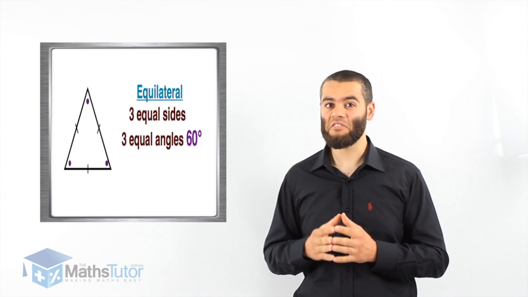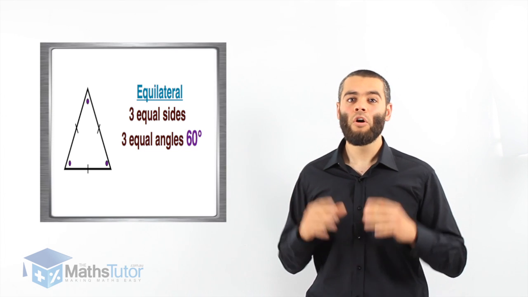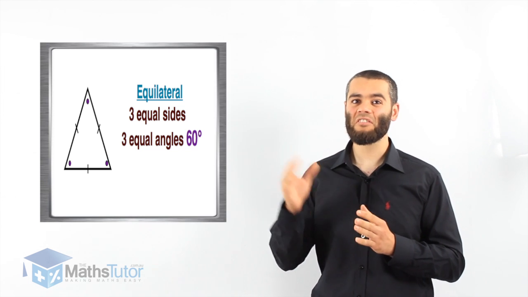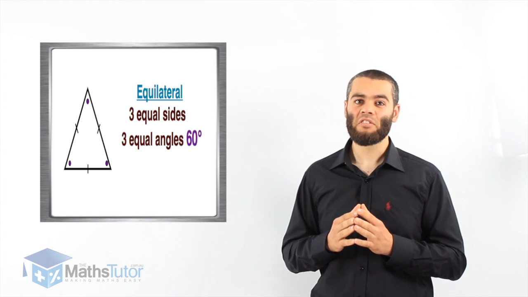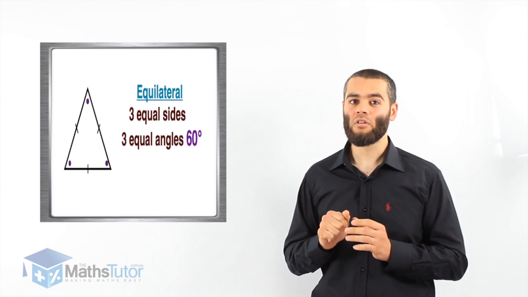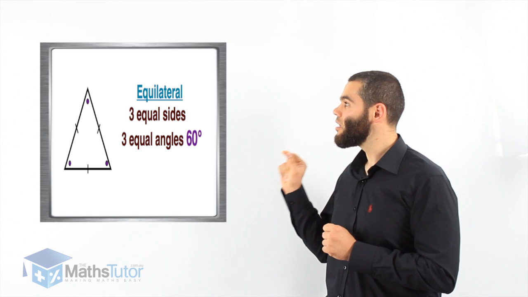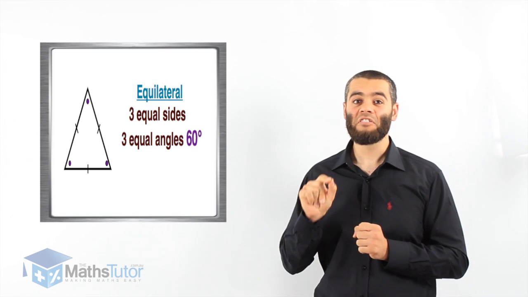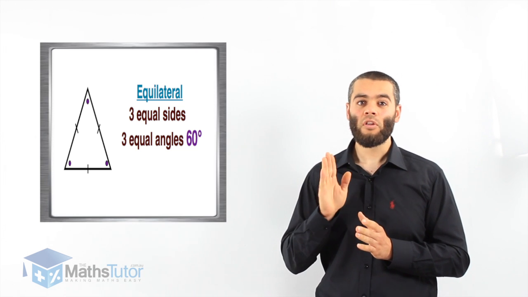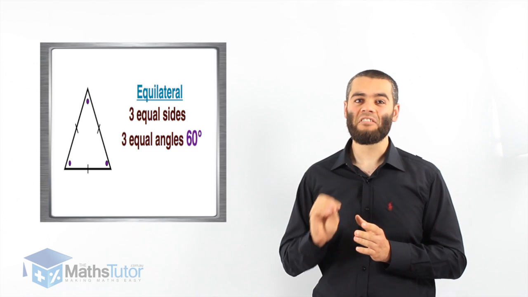Then we have what we know as the equilateral triangle. And as the name suggests, equilateral triangle, meaning all the sides are equal. So if one side was 7, all the other sides are going to be 7. Now, a very important feature in equilateral triangles is that they also have 3 equal angles. And each one is 60 degrees.